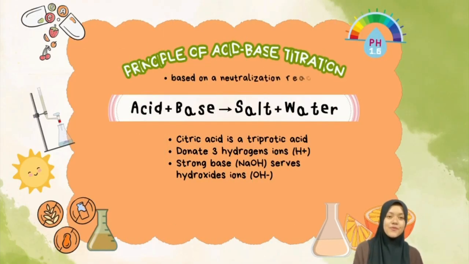For principle of acid-base titrations, the principle is based on a neutralization reaction where an acid reacts with a base to form salt and water. For citric acid analysis, citric acid is a triprotic acid, means that it can donate 3 hydrogen ions, where sodium hydroxide is a strong base that provides hydroxide ion.